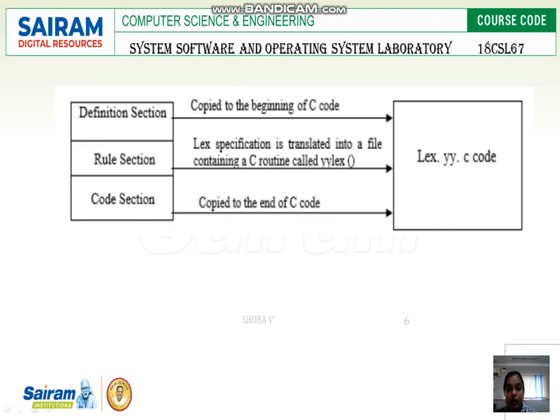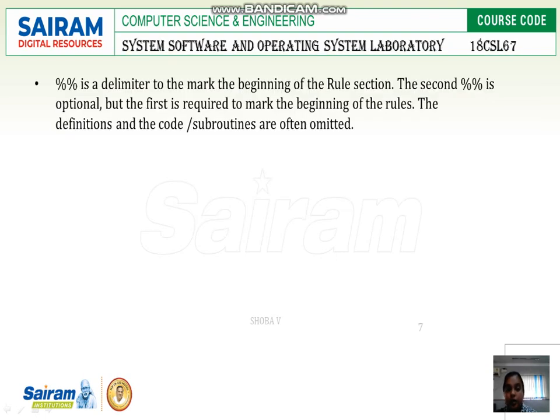So the definition section is just copied to the beginning of the C code. The rule section is translated into a file containing a C routine called yylex, and the code section is copied into the end of the file. Percentage percentage is a delimiter to mark the beginning of the rule section. The second one is optional, but the first is required to mark the beginning of the rules. The definition and code sections, or subroutines, are often omitted.